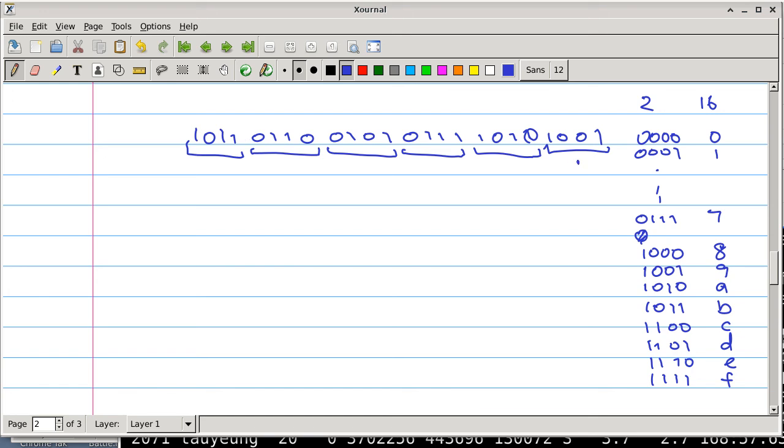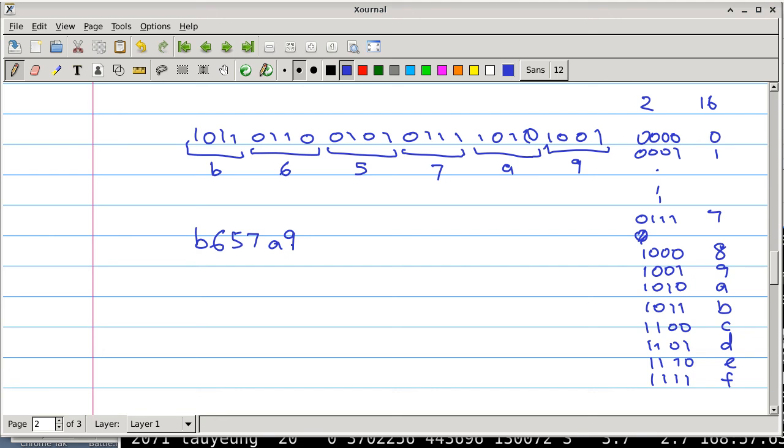1001, if you look up the table, is 9. 1010 is A. 0111 is 7. 0101 is 5. 0110 is a 6. And then 1011 is a B. So B, 6, 5, 7, A, 9 is the hexadecimal representation of all those zeros and ones.